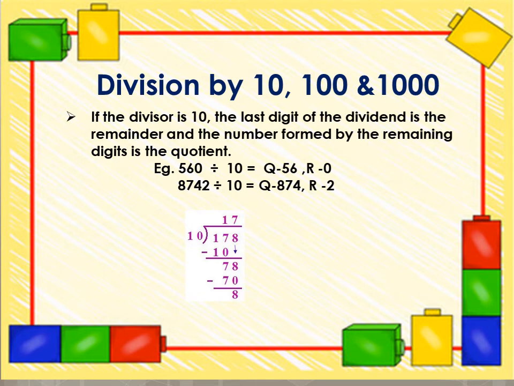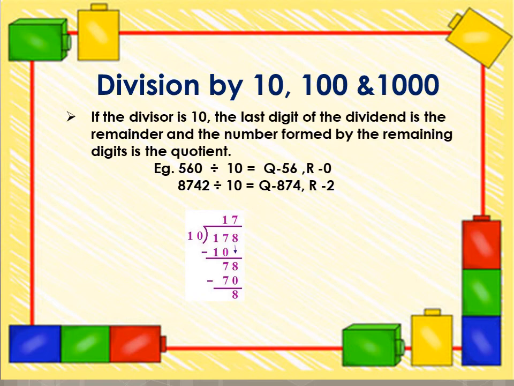Now children, we will learn the division by 10, 100 and 1000. If the divisor is 10, the last digit of the dividend is the remainder and the number formed by the remaining digits is the quotient. Here is the example: 560 when divided by 10, the quotient is 56 and the remainder is 0. Similarly, 8742 when divided by 10, the quotient we get is 874 and the remainder is 2.